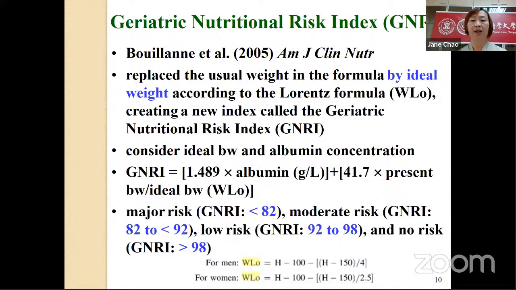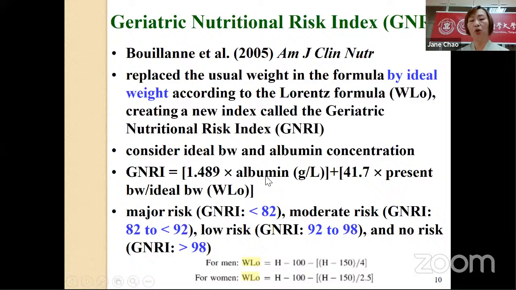The third instrument is the geriatric nutritional risk index. It was developed by Bouillanne et al. in 2005, and this formula was published in the American Journal of Clinical Nutrition. You can see the formula here. GNRI is equal to 1.489 multiplied by albumin concentration in grams per liter, plus 41.7 multiplied by present body weight divided by ideal body weight. So there are three parameters: blood albumin concentration, present body weight, and ideal body weight. There are two different ideal body weight formulas, for men and for women.